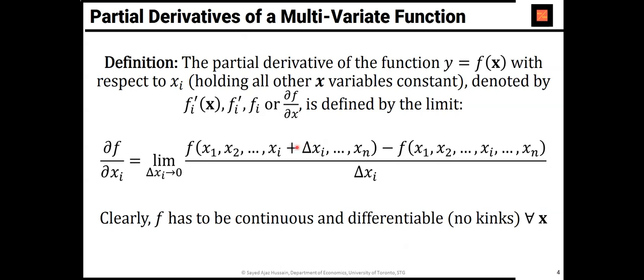Now you, just like before, you ask what's the change in the function. So here's the value of the function at the new value of x's minus the initial value of the function, divided by the change in xi. And now you imagine sending xi off to 0. What's left over, when you take limits, is the partial derivative of the function with respect to xi. Partial because you're only finding out the change in the function divided by the change in one of the xi's, holding all else equal. And you notice the notation has changed. This is the partial derivative notation.